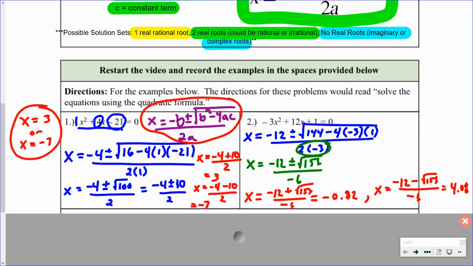Again, what I would do is check your answers graphically. That's a really easy way to do it using Desmos right now, just to make sure that you're using the calculator properly. All right, so we've looked at 2 examples of how to use the quadratic formula. The first example, we get 2 real rational roots. The second example, we get 2 real irrational roots. Let's take a look at a third example.